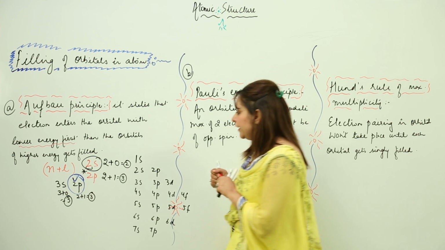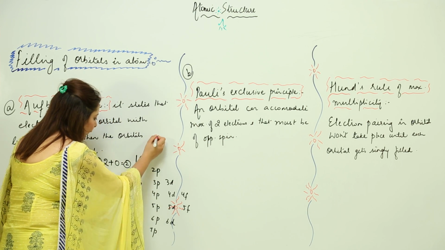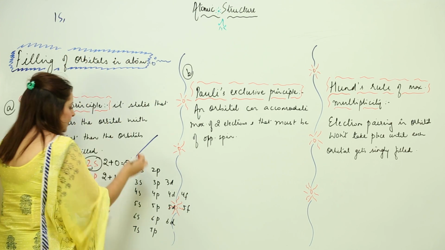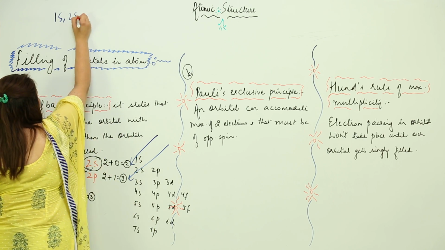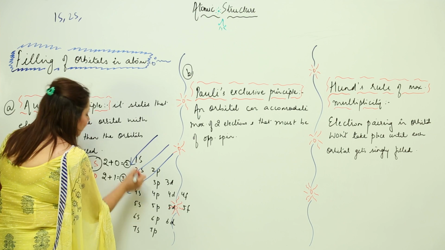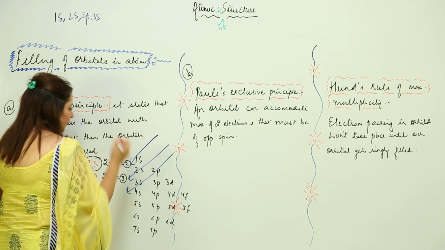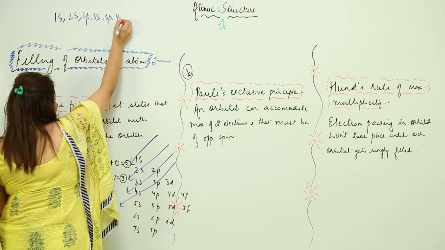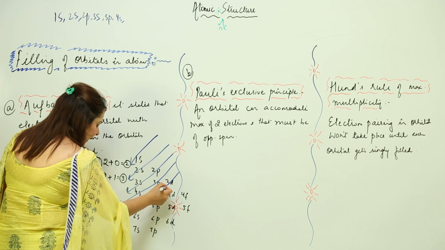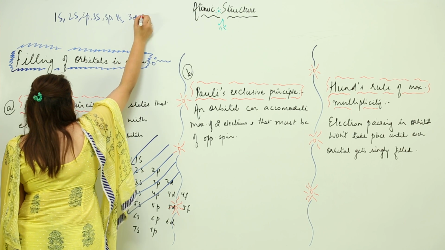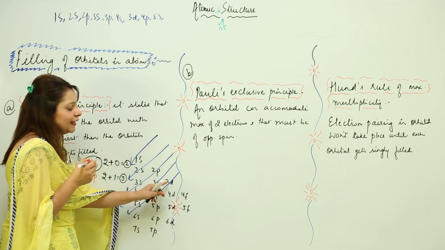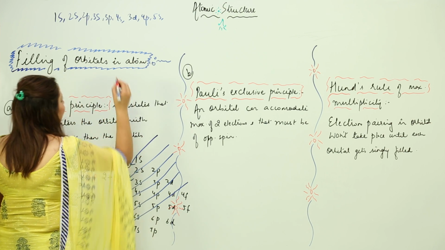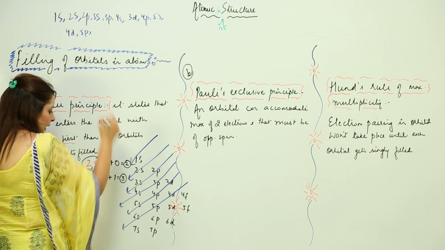Now the subshell with lower energy is s, so we'll write the order here. It comes out to be 1s. Then it is 2s, right? Then 2p and 3s. Then 3p and 4s. Then 3d, 4p and 5s. I think you got it. You need to write the subshells from this side to that side. Then again we have 4d, 5p and our 6s.